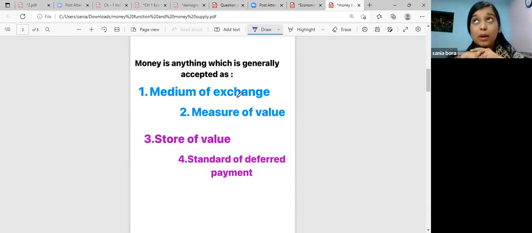Right now you must be wondering, ma'am, what is medium of exchange? What is measure of value? What is this? What is that? Don't worry. We will do everything in detail. How you are going to learn medium of exchange, measure of value, store of value, we'll do. But right now just remember these terms: medium of exchange, measure of value, store of value, standard of deferred payment. MMSS. So 2M and 2S. So this is the meaning. So you have to include all these points. In case you miss anything, then there will be marks deduction. Is it clear?